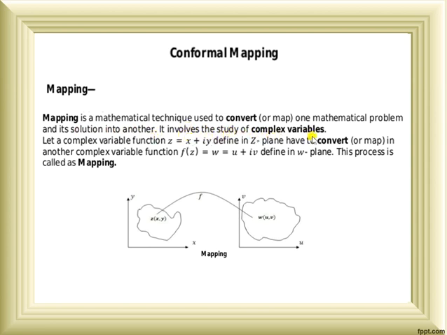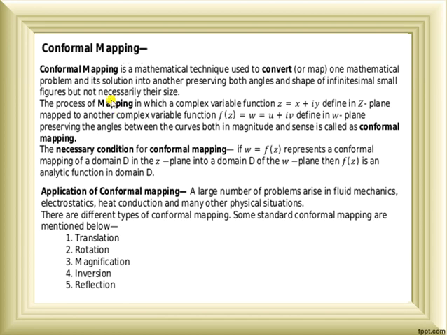It involves the study of complex variables. In complex variables, the function z equal to x plus iy in the z plane is converted into the function w equal to u plus iv in the w plane. This process is called mapping. So the z plane function is mapped into some other form in the w plane. This is called mapping.